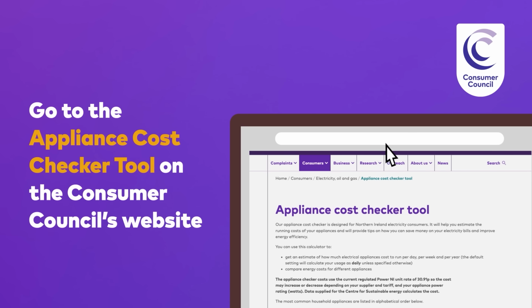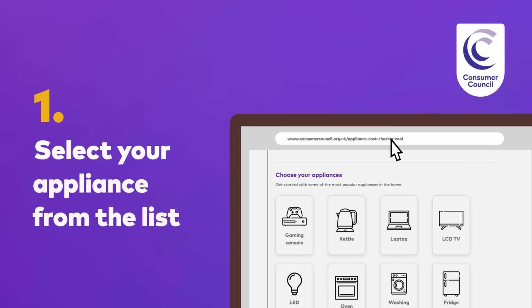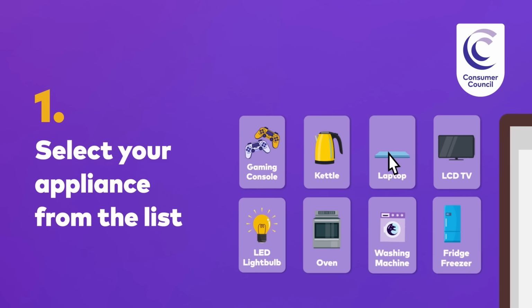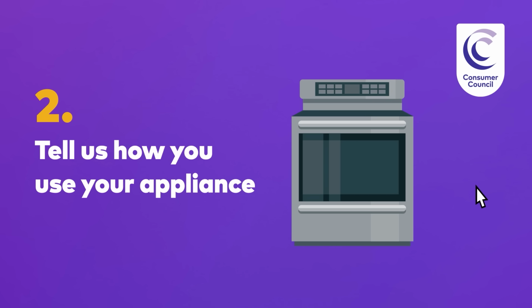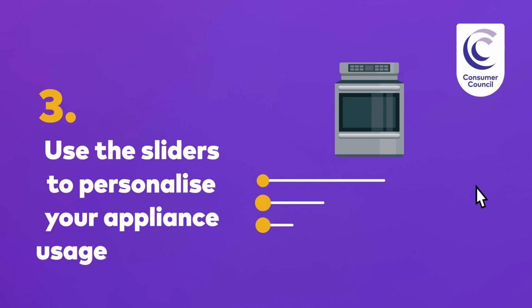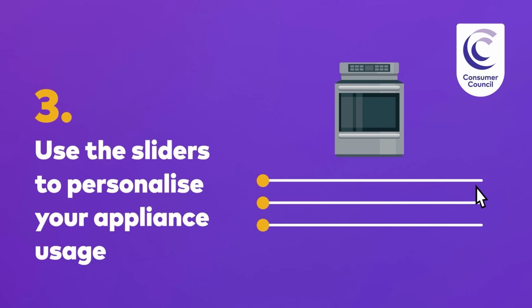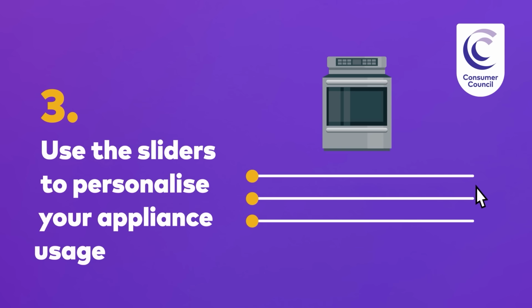Go to the Appliance Cost Checker tool on the Consumer Council's website. Step 1. Select your appliance from the list. Step 2. Tell us how you use your appliance. Step 3. Use the sliders to personalize your appliance usage.